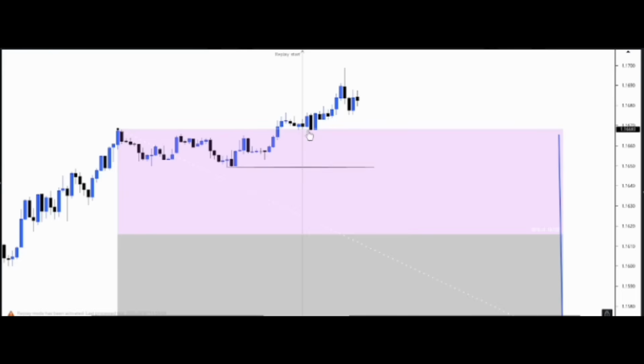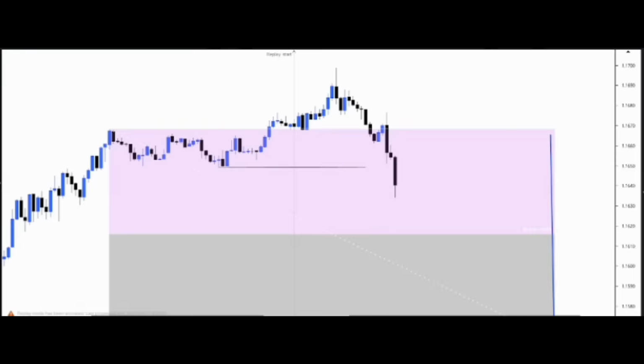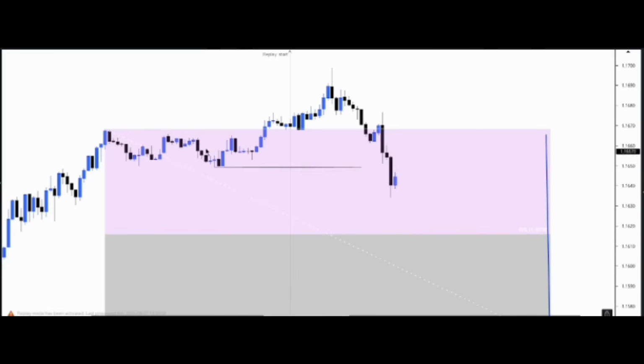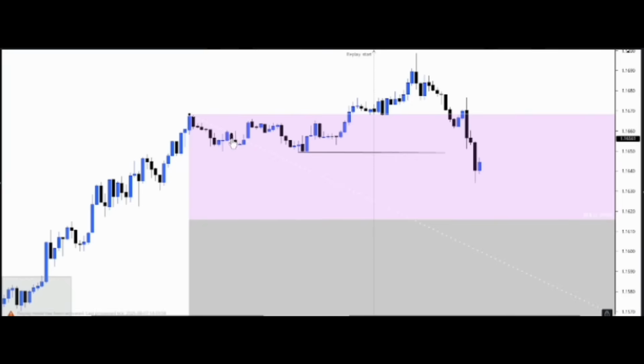Now we don't have a swing here. I do not like to mark this type as my inducement, so my inducement remains here. Okay, so we continue. Okay, so price has taken out that inducement right now.